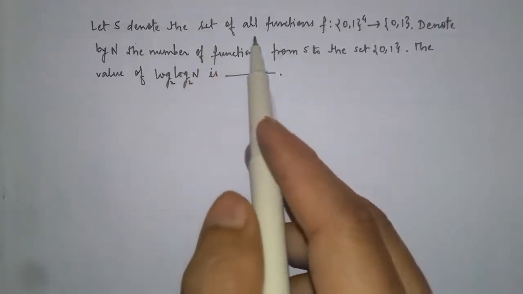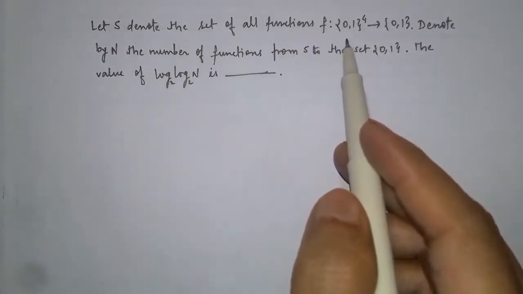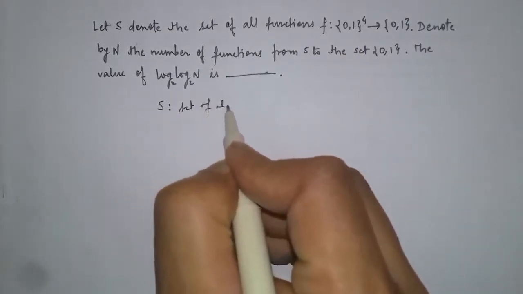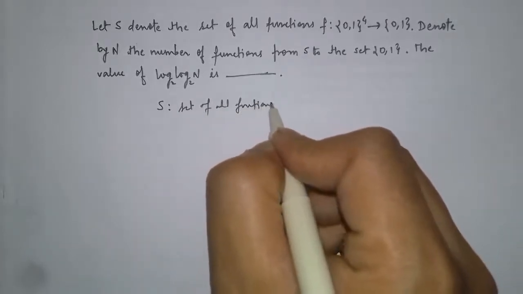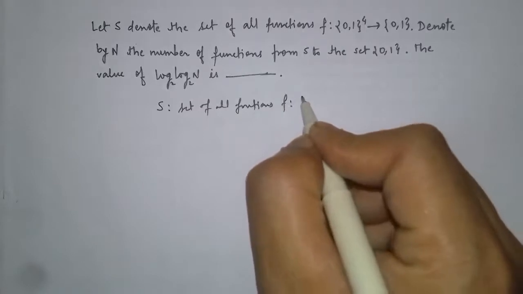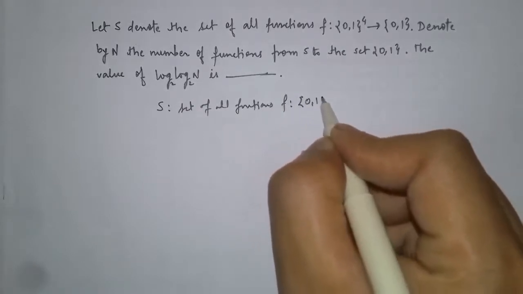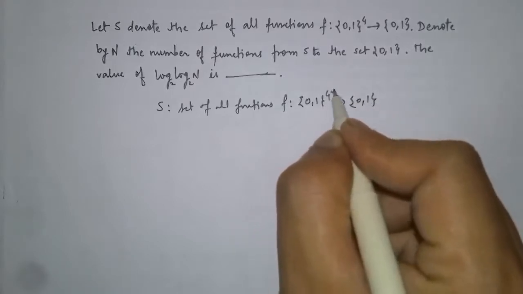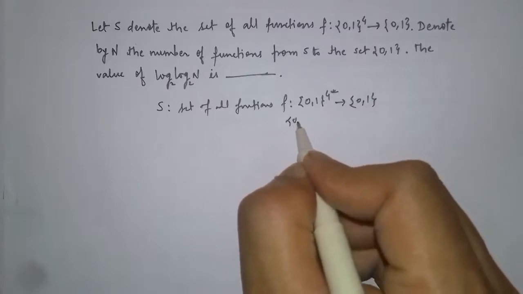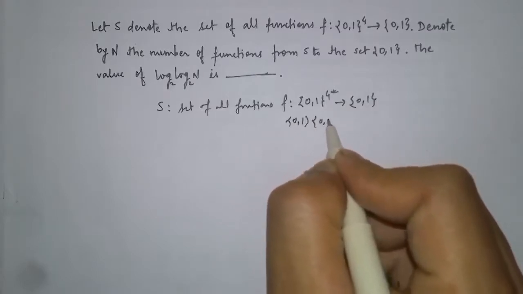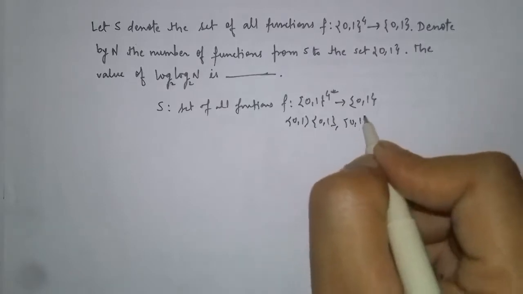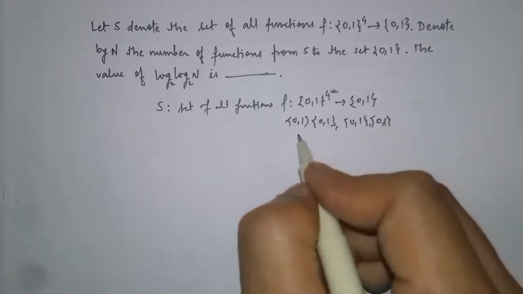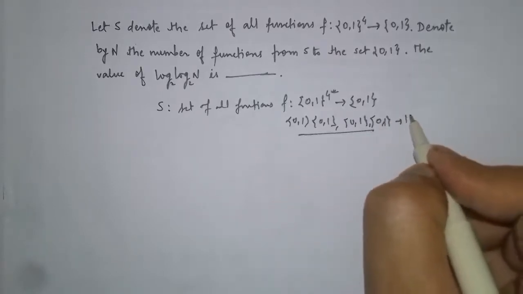Let S denote the set of all functions f from {0, 1} to the power 4 to {0, 1}. Here, power 4 means {0, 1} is taken 4 times: {0, 1}, again {0, 1}, again {0, 1}, and the fourth {0, 1}. It is taken 4 times, which means there are 16 elements.